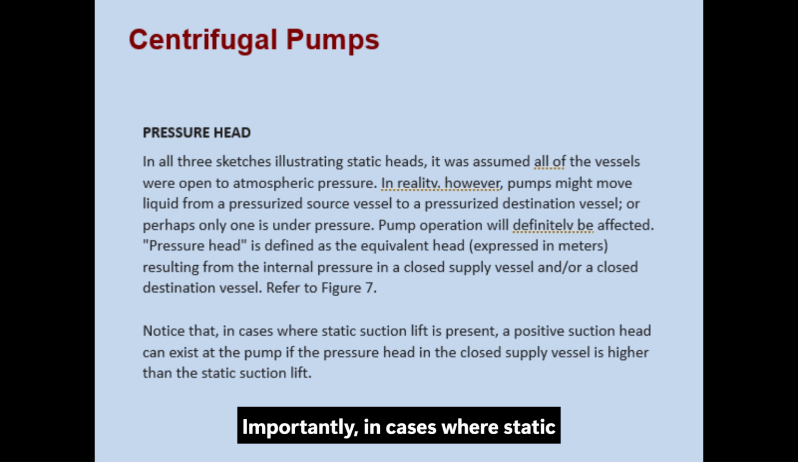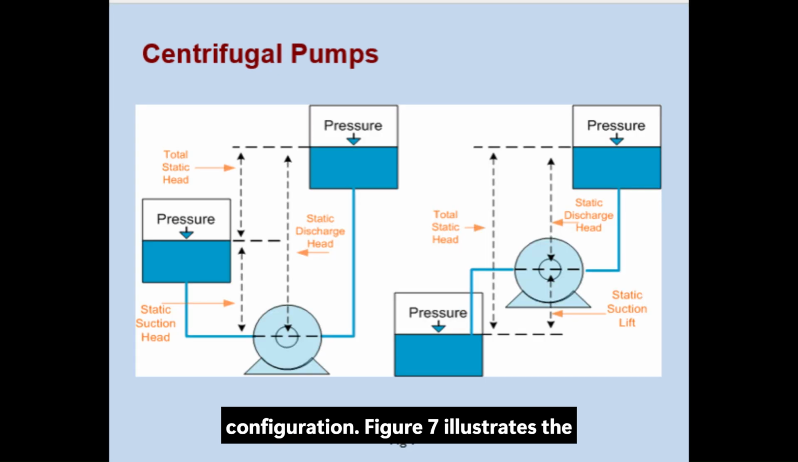Importantly, in cases where static suction lift exists, a positive suction head can still develop at the pump if the pressure head in the closed supply vessel exceeds the static suction lift. Refer to Figure 7 for this configuration. Figure 7 illustrates the concept of pressure heads in a system with closed, pressurized vessels. Notice how the internal vessel pressures contribute to the total head calculation. This is a more realistic representation of many industrial pump installations where both the supply and destination vessels operate under pressure.